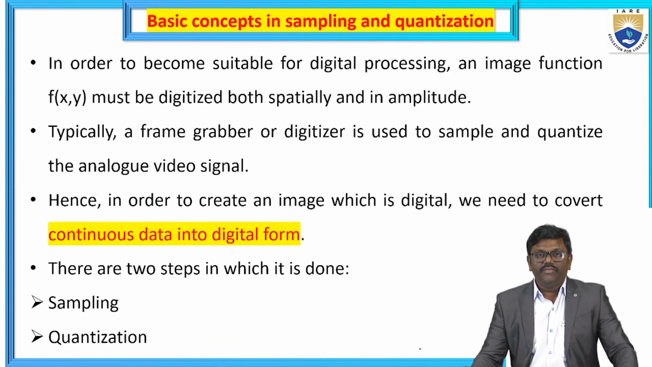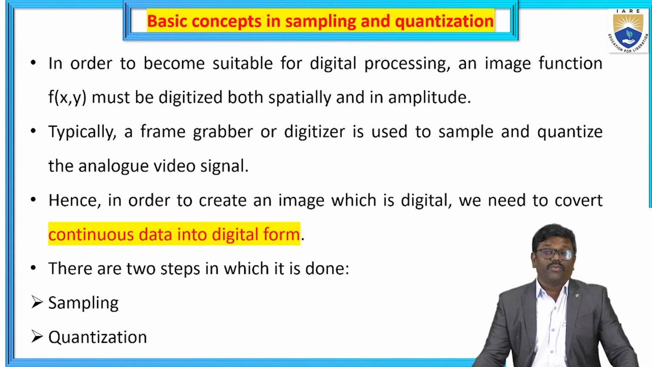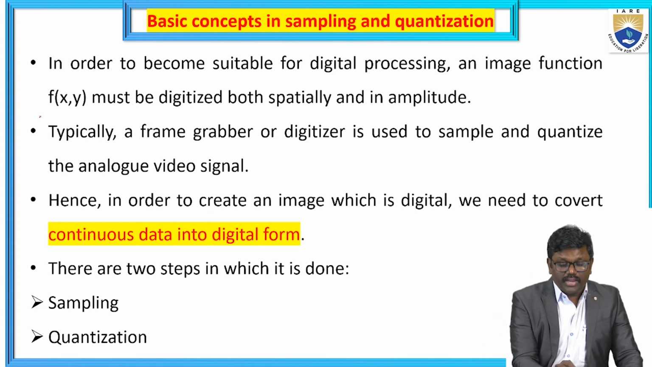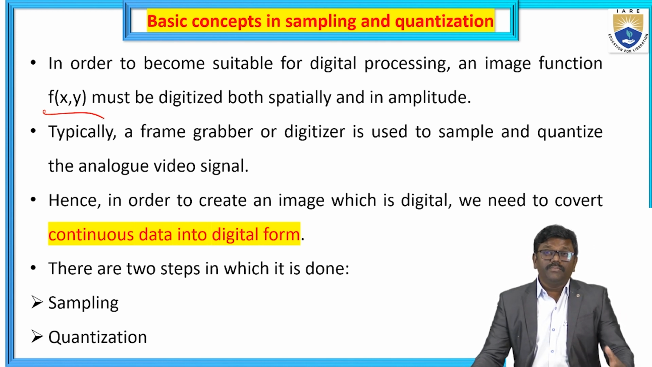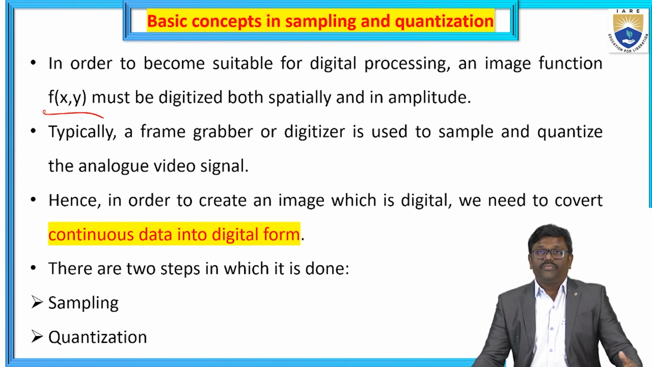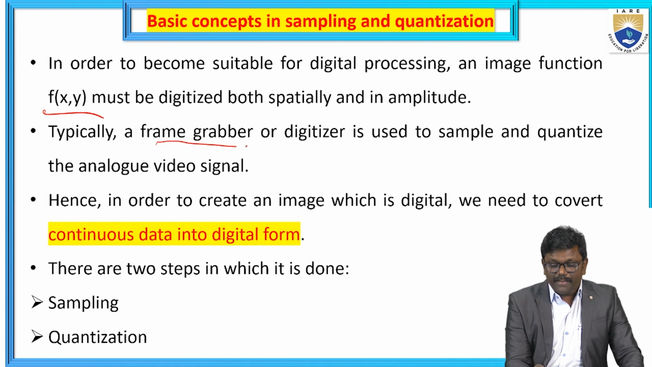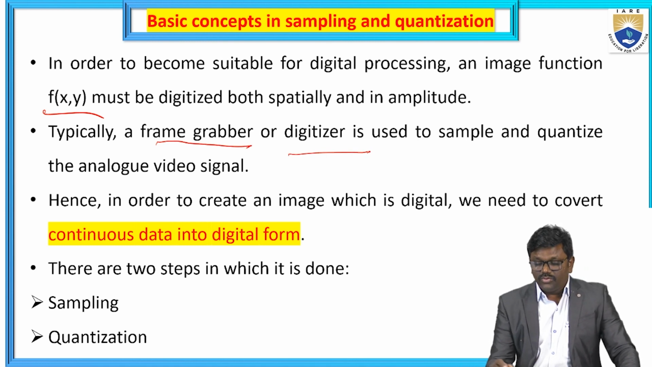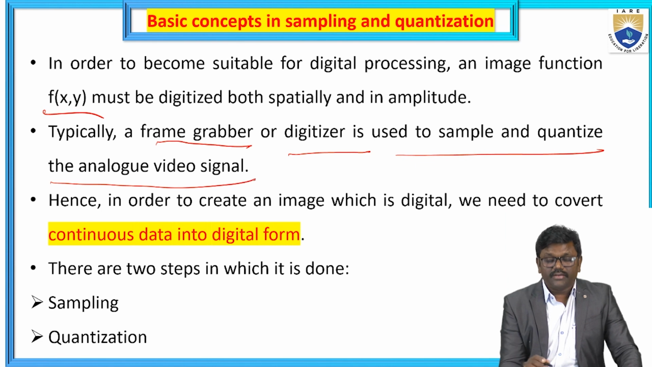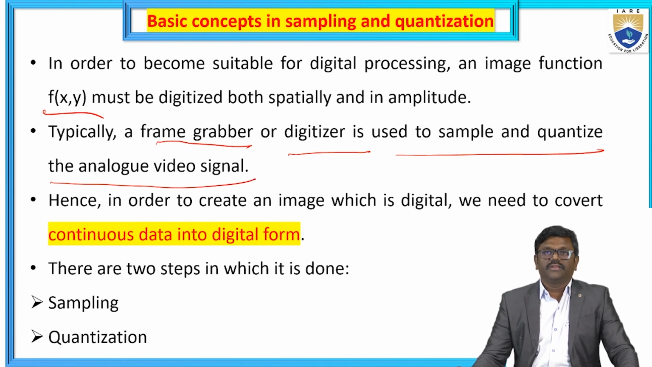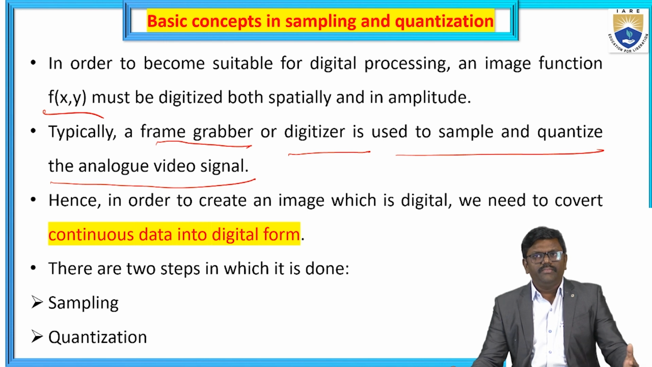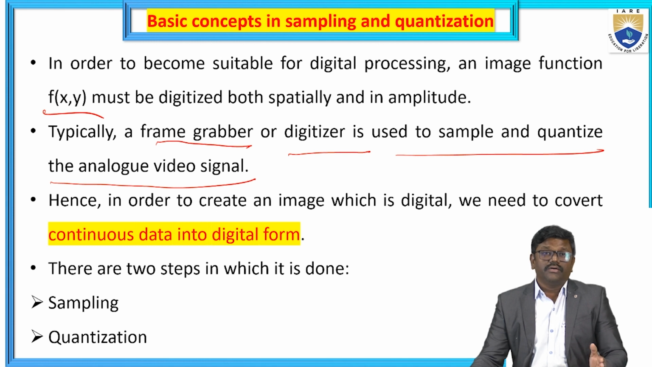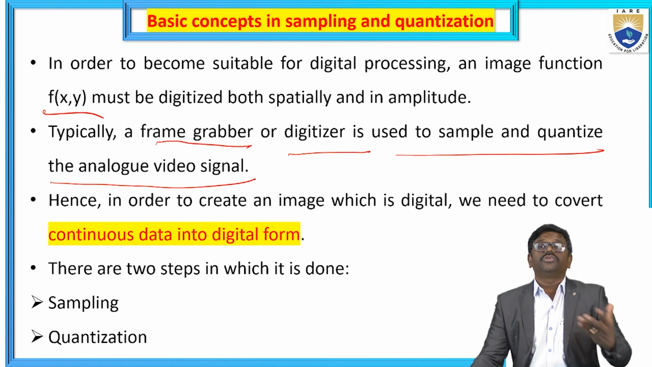Okay. So how can we do that? How can we achieve that? In order to become suitable for digital processing, an image function, that we call f of x comma y, must be digitized both spatially and in amplitude value. Typically, a frame grabber or digitizer is used to sample and quantize the analog video signal. Hence, in order to create an image which is 100% digital, we need to convert analog, that is continuous data, into digital form.